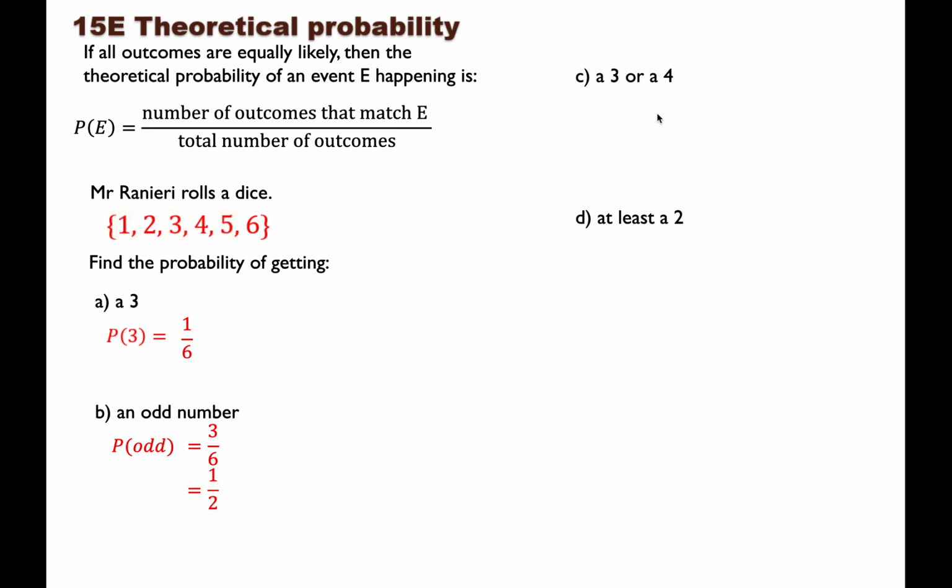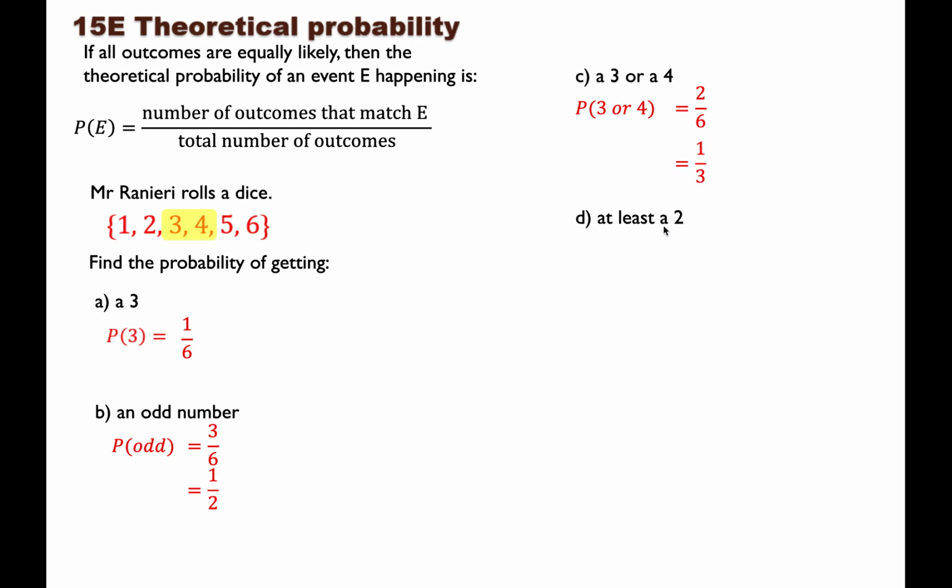What about the probability of getting a 3 or a 4? The same sort of thing, probability of getting a 3 or a 4. There are 2 of these outcomes that match that event. So the probability is 2 out of 6, which is 1 out of 3.